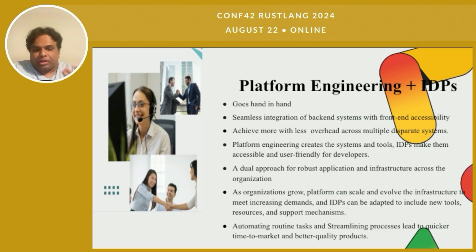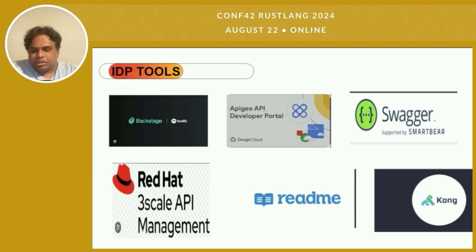Automating routine tasks and streamlining processes lead to quicker time to market and better quality products. So the more automation you have, the more streamlined things are, and you get a better time to market and better quality products. Some of the famous IDP tools available in the market are Backstage, Conf42, Apigee API Developer Portal, Swagger by SmartBear, Red Hat 3scale API Management, ReadMe, and Kong. These are some of the IDP tools in the market that companies can quickly adopt.